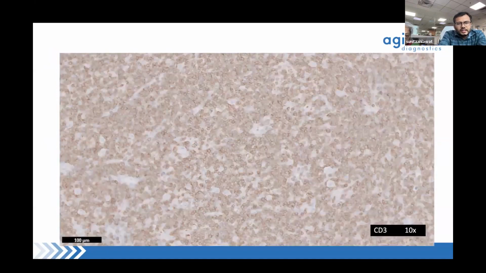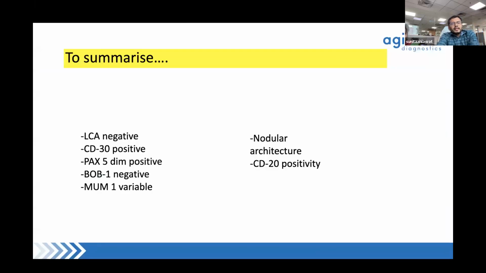And the background cells are highlighted by mature CD3 positive T lymphocytes. And EBER was negative, EBV LMP was negative, and EBER was also done, and it was also negative. So to summarize, we have an effaced nodular architecture of the lymph node, with multiple nodules. And these cells are LCA negative, CD30 positive, PAX5 dim positive, BOB1 negative, and MUM1 variably positive. So it was in favor of classical Hodgkin lymphoma, and in favor of NLPHL, the nodular architecture and invariable CD20 positivity.